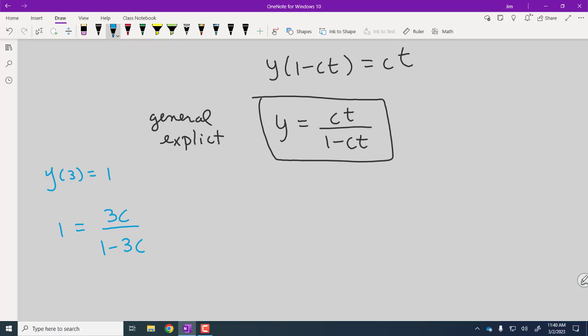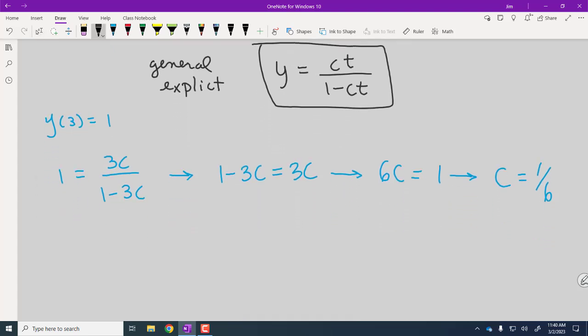Now we have to solve that for c. Looks familiar. We've got a stacked fraction with a c in both places. Multiply, subtract, factor, divide. So we get back to algebra again. So that's going to be 6c equals 1. So that will be c equals a sixth. So we are going to plug that in. So our particular solution, we're going to plug in 1/6 here. This is our particular solution.